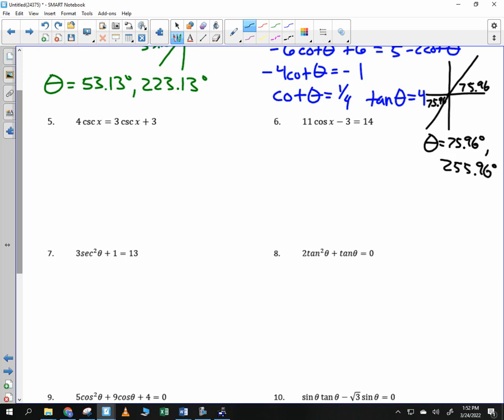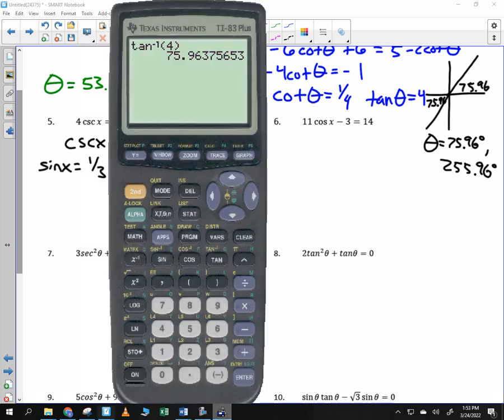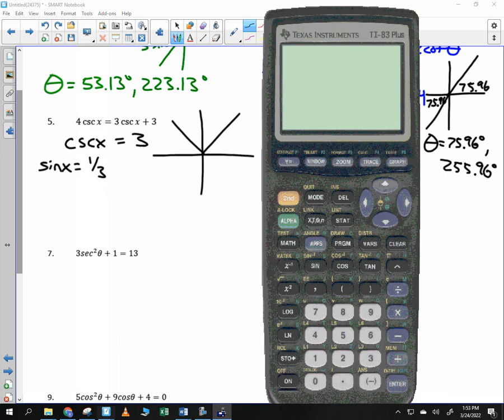So number 5, what would you do first? Subtract 3 cosecant. So cosecant of x is equal to 3. Close. What's the reciprocal of cosecant? Sine of x is equal to 1/3. Where is sine positive? 1 and 2. Go to my handy dandy calculator. 19.47.